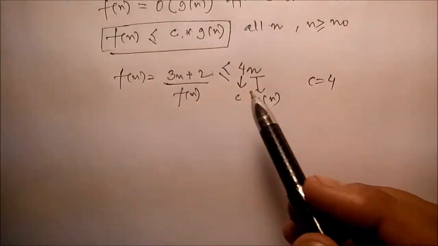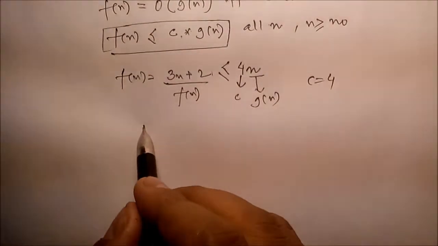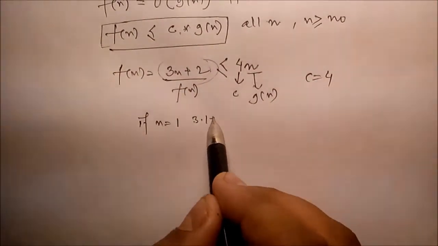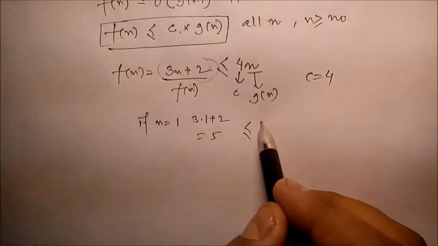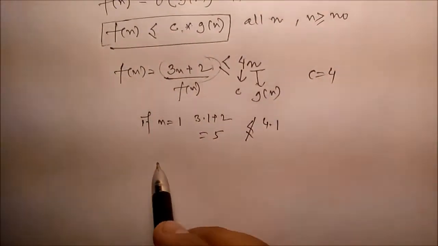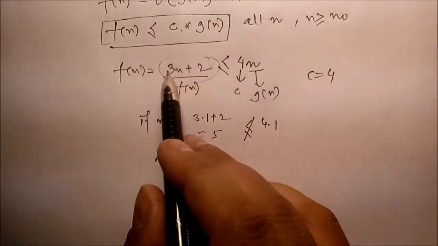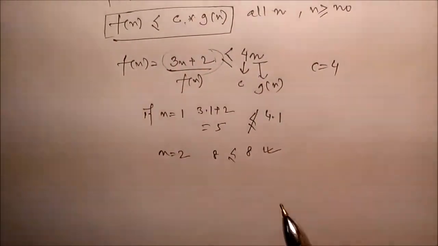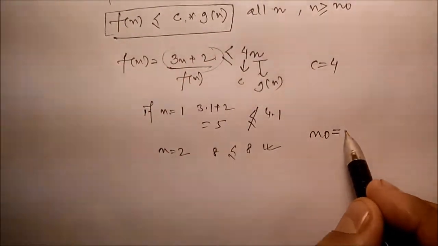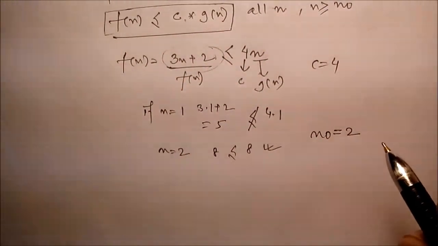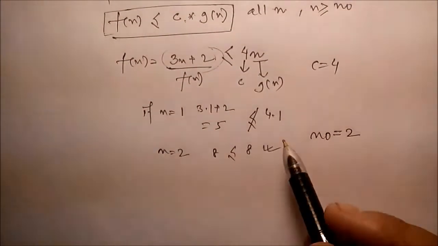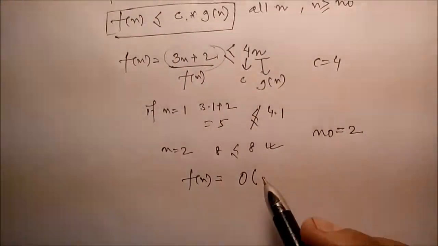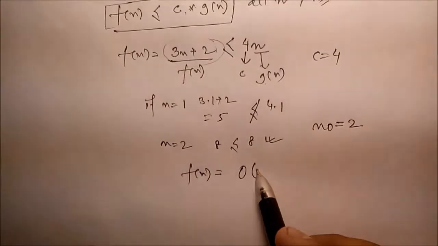Now if n is equal to 1, this particular value is 3 into 1, 3 into 1 plus 2, it is 5, and 4 into 1 is 4, so is it true? No, it is not true. If n is equal to 2, then 3 into 2 is 6, 6 plus 2 is 8, and 4 into 2 is 8. Now it is true. So we can write n0 is equal to 2. So if it is true, for f(n) we can write big O of g(n). What is g(n)? g(n) is nothing but n.